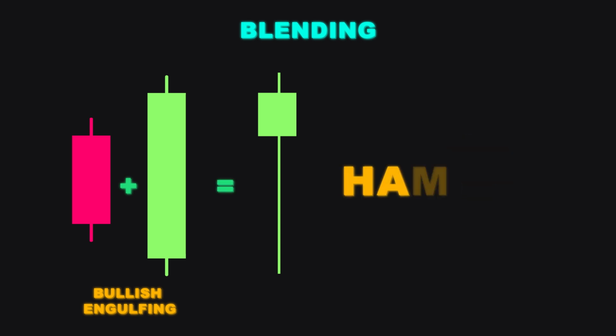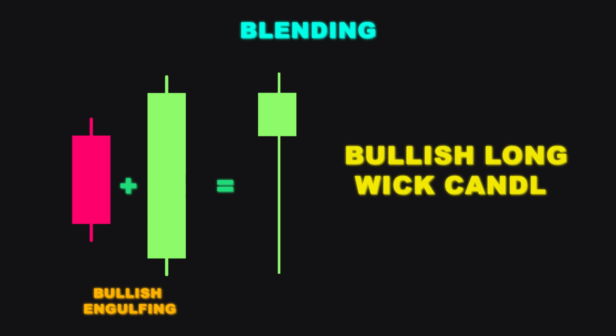Many of you might say that this is a hammer, but remember what I told you? There are only 5 candles in the market. We don't need to remember the names of the other candles. This is a bullish long wick candle. Its body is small, and the upper wick is small, or equal to none, while its lower wick length is at least double compared to the body.